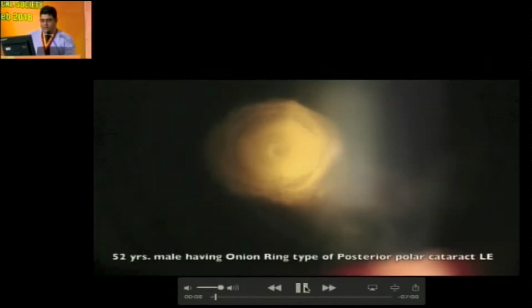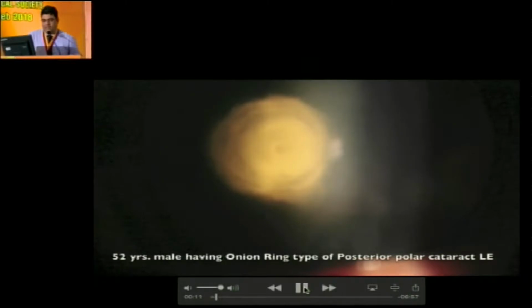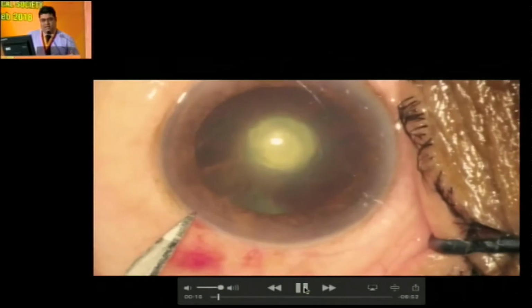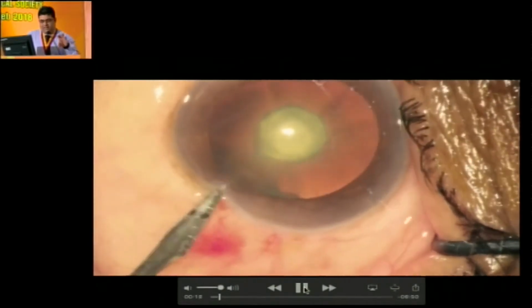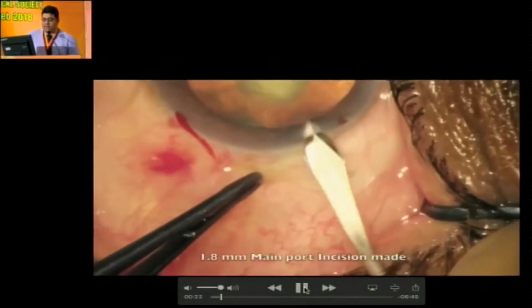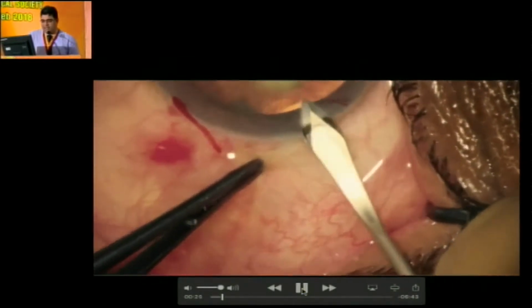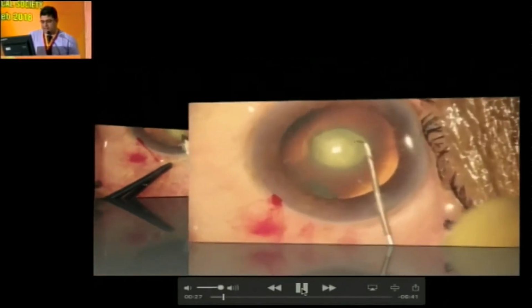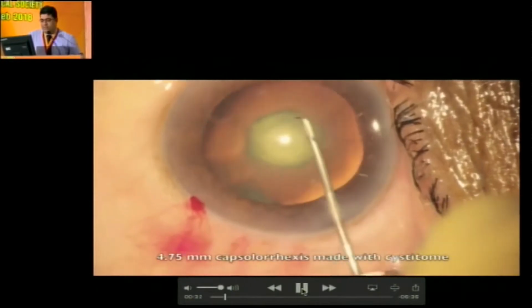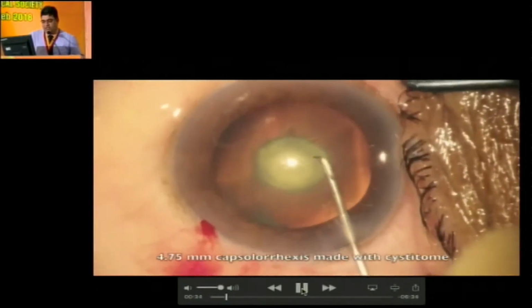So we are talking about these kinds of true posterior polar cataracts, which have an onion ring type of appearance, and there is high chance that when we take out the last disc, there's going to be a posterior capsule defect. So this technique I presented at ESCRS, I guess 2013, in Bob Osher's symposium. It's a dual site phacoemulsification.